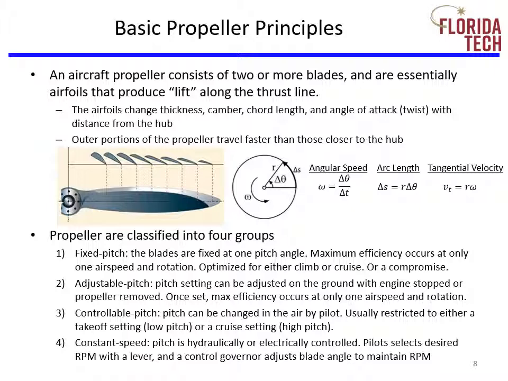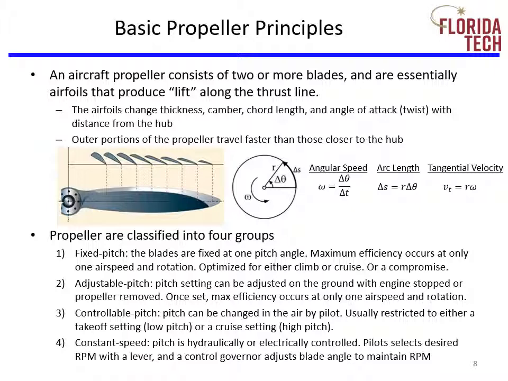Propellers are classified into 4 groups. The first is fixed pitch. This means the blades are fixed at one pitch angle. Maximum efficiency occurs at only one airspeed and one rotation. They're optimized for either climb or cruise or some intermediate value. The second is adjustable pitch. This means pitch setting can be adjusted on the ground with the engine stopped or the propeller removed. Once set though, the maximum efficiency occurs still at only one airspeed and one rotation.